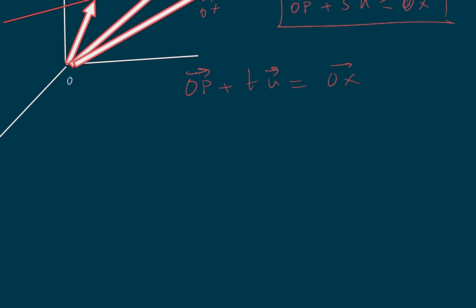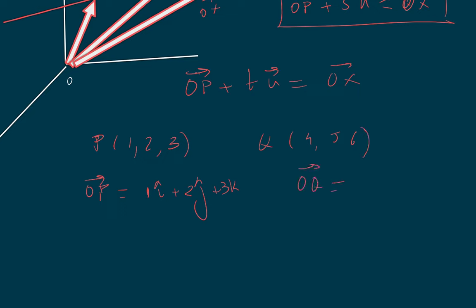Let's say that P is (1, 2, 3) and Q is (4, 5, 6). Who is OP? OP is the vector that goes from O to P, which is 1i plus 2j plus 3k. Who is OQ? OQ is the vector that goes from O to Q, which is 4i plus 5j plus 6k. Perfect. Who is PQ? PQ is the vector that goes from P to Q, but the vector that goes from P to Q is OQ minus OP.